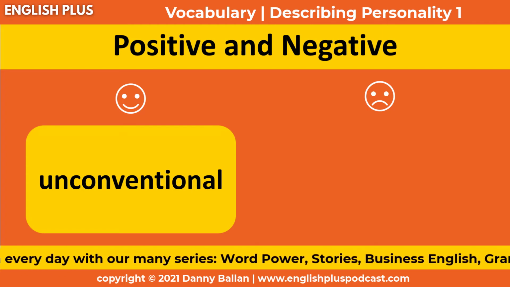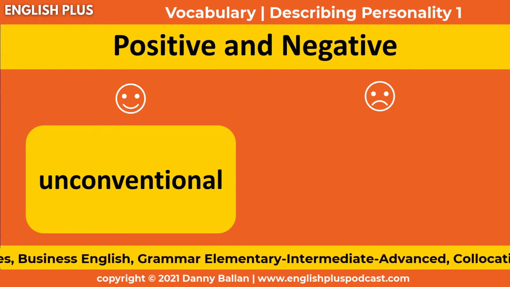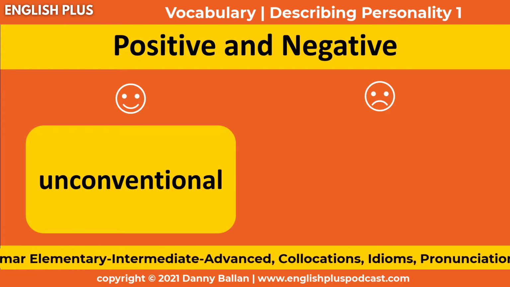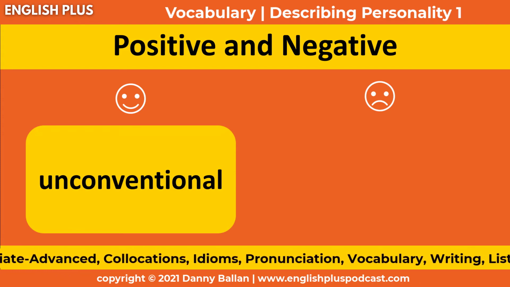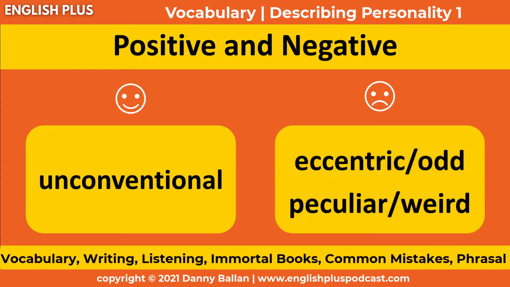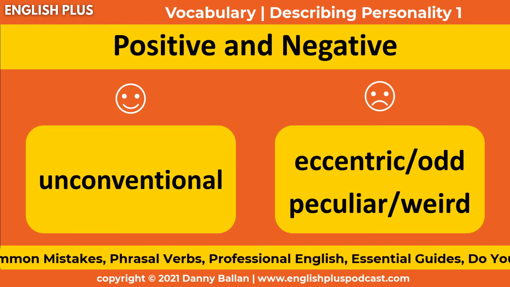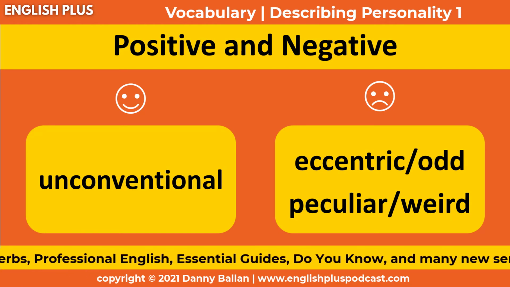But if you go to the extreme and you are so much different in a way that is not even relevant to other people, that can be negative. And then we can call this person not unconventional. We can call this person eccentric, odd, peculiar, or weird. And these are obviously negative adjectives.